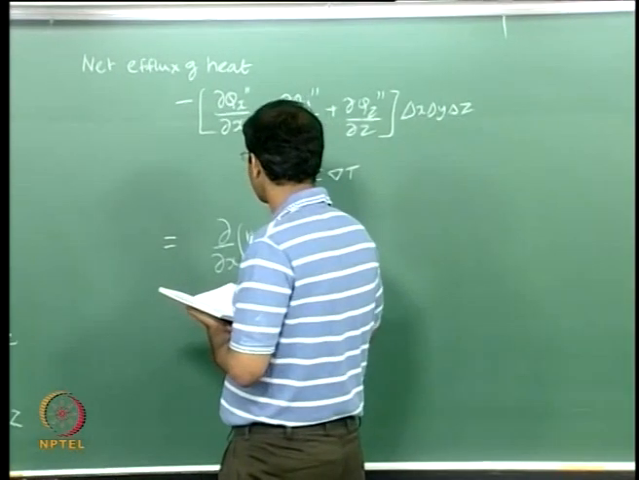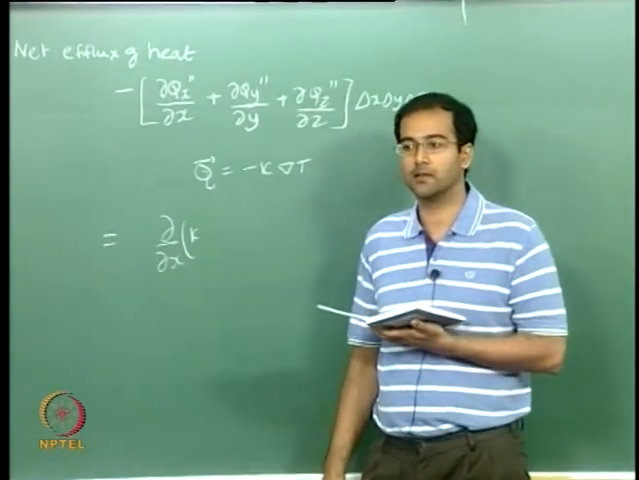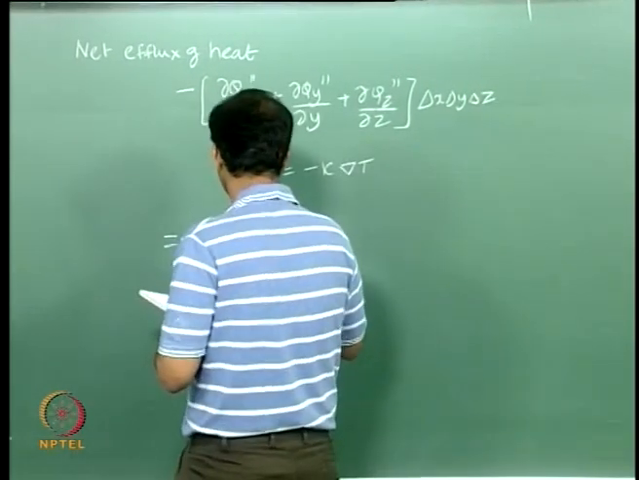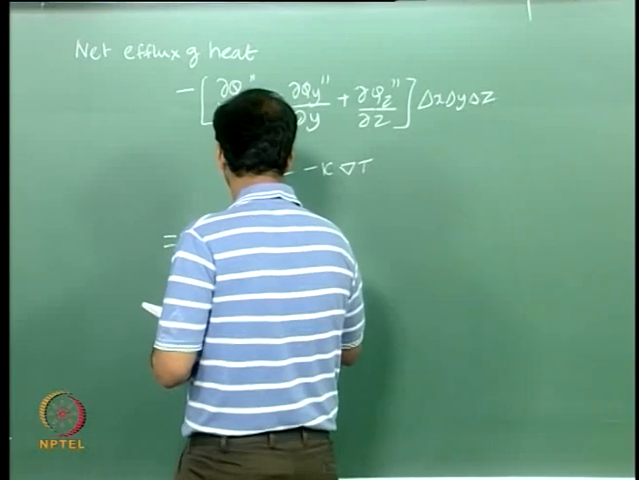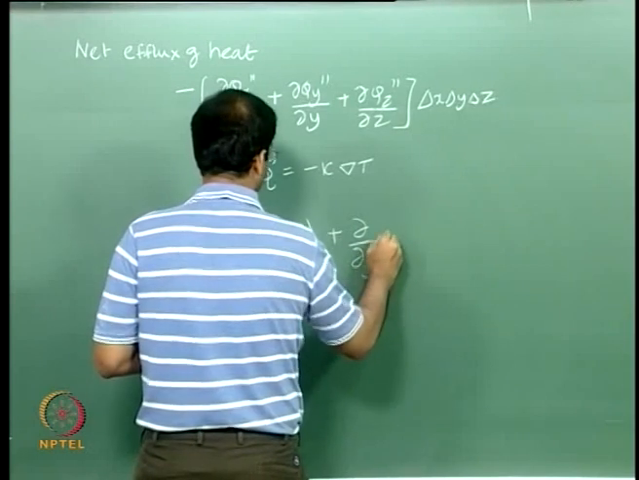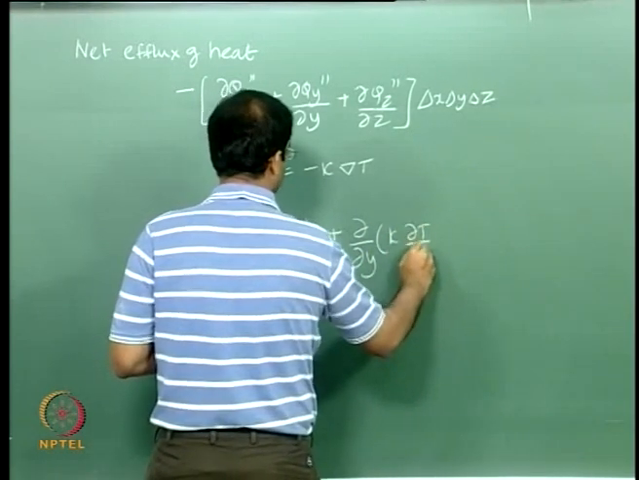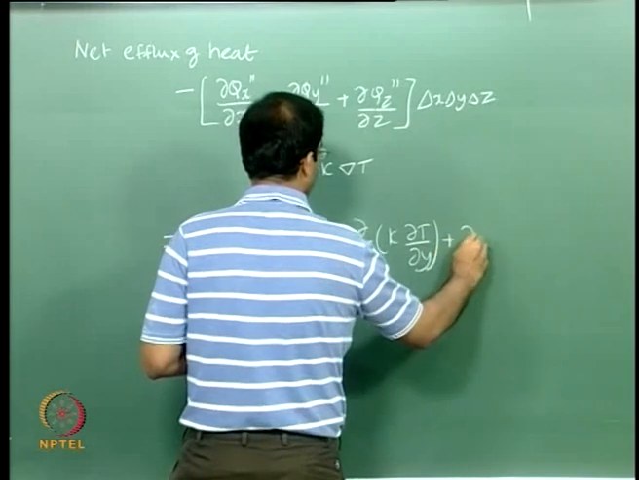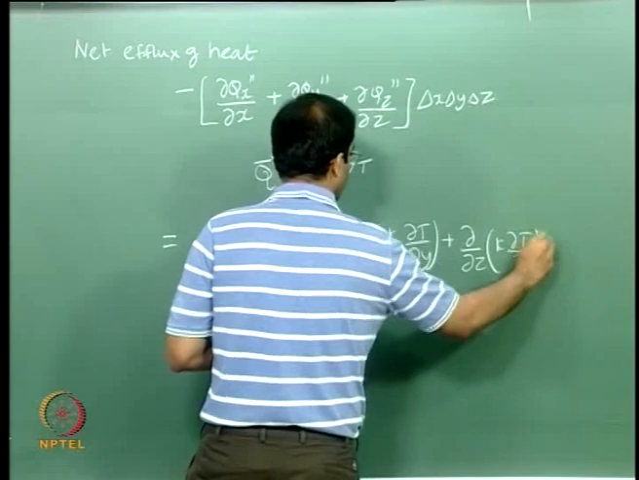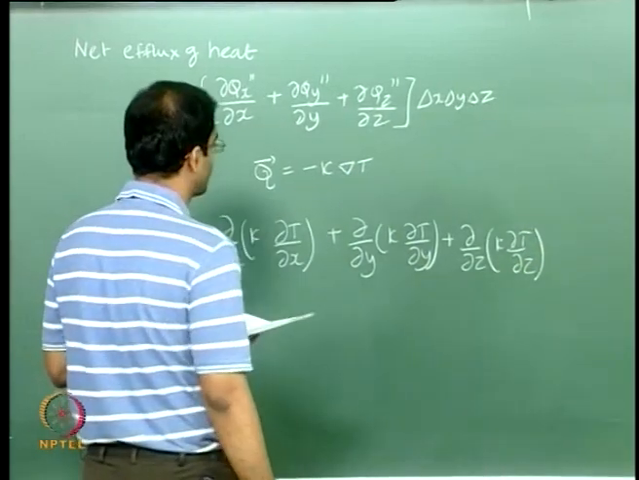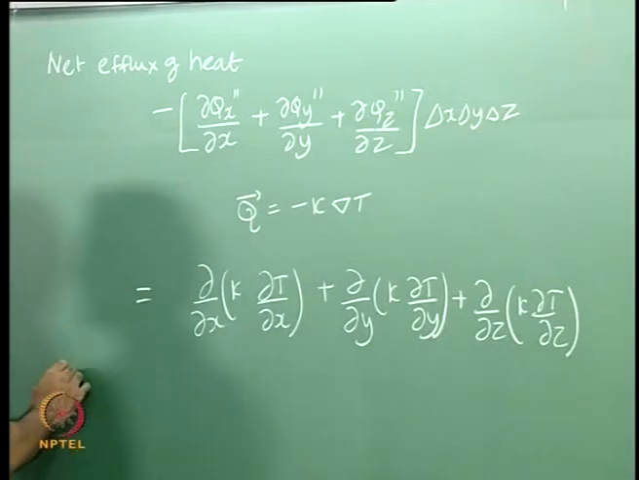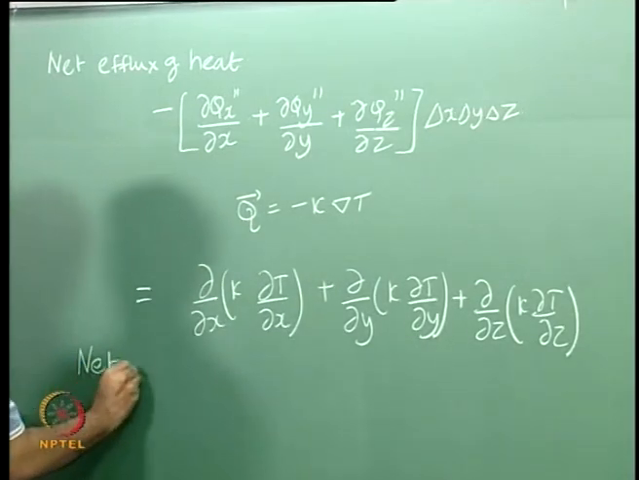Okay, so I am assuming here that thermal conductivity is isotropic, but could be a function of position, because of its dependence on temperature. So I can express this. Okay. So much for the net efflux of heat. So it's looking very straightforward. Now let us move on to the net efflux of work.